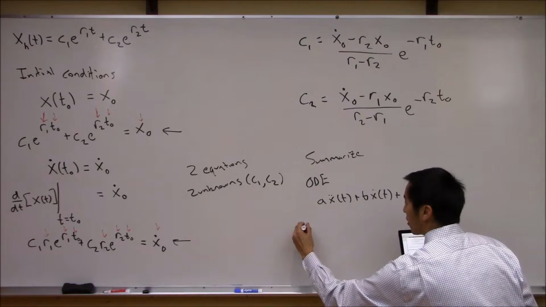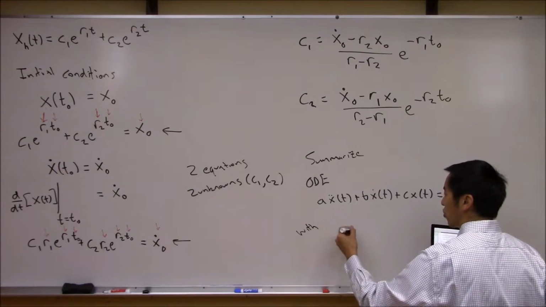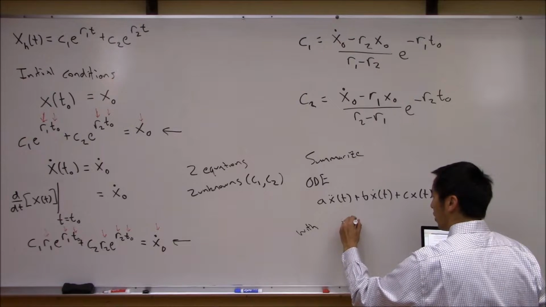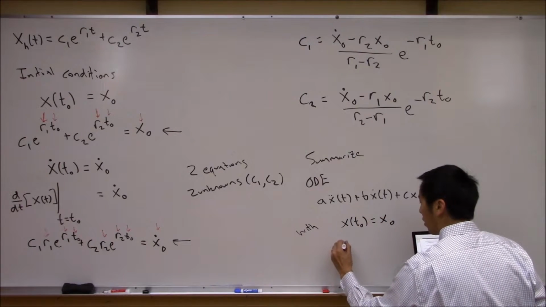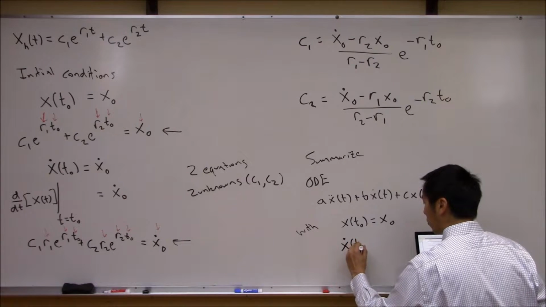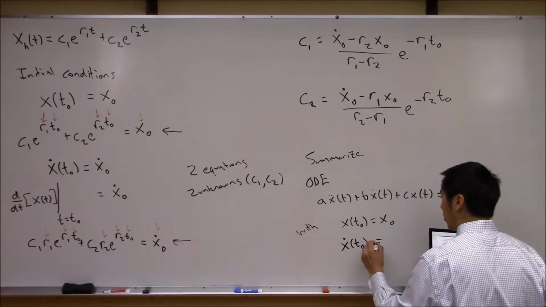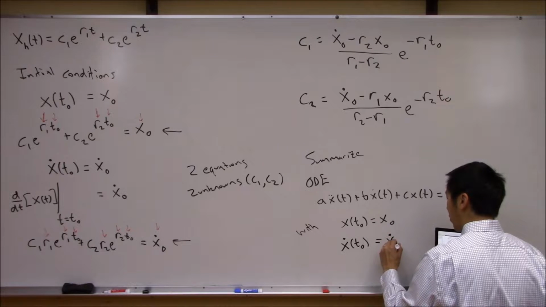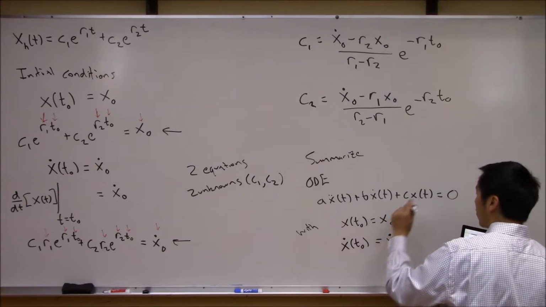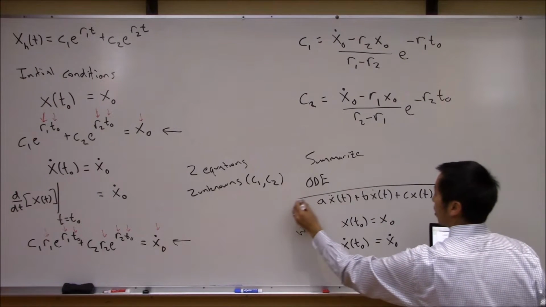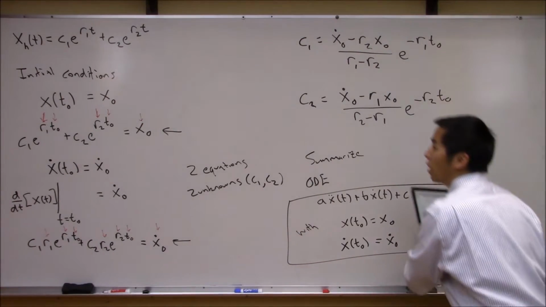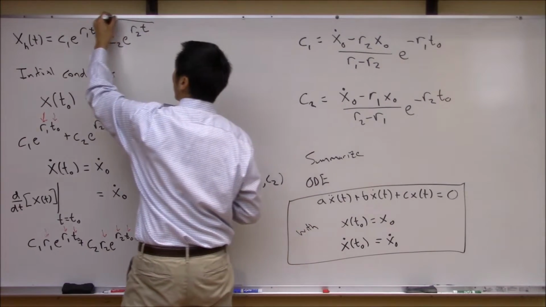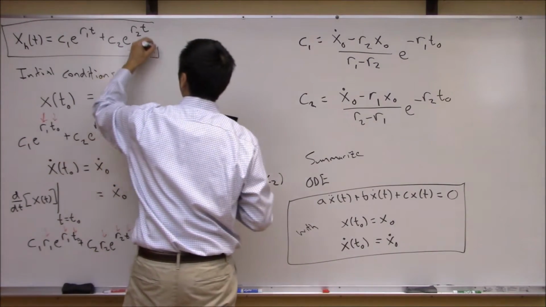And then we said this thing has boundary conditions or initial conditions: the signal at this time t0 had better equal this value x0, and the velocity of the signal, or its first derivative, at this time t0 had better equal this other value x dot 0, okay? If this is the problem we're trying to solve, the solution is this function that solves it.